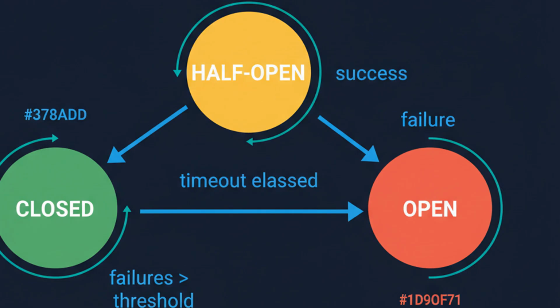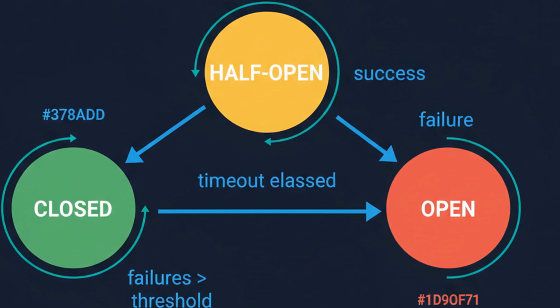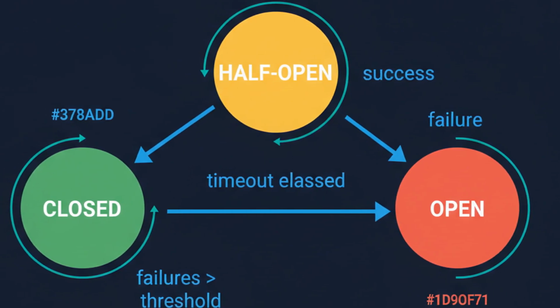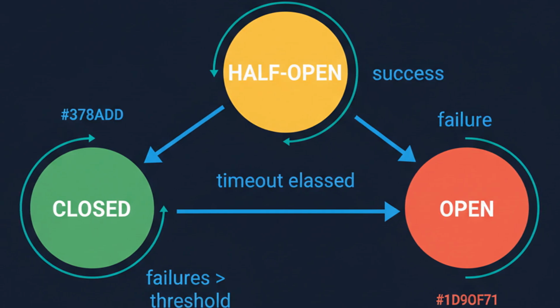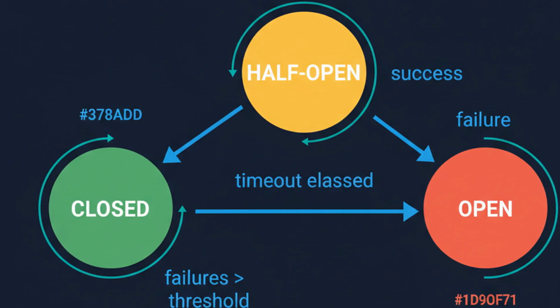Retries are great, but what happens when the API is completely down? You do not want to keep hammering a dead endpoint. Enter the circuit breaker, borrowed from electrical engineering. When failures exceed a threshold, the circuit opens and immediately rejects requests without even trying. After a cooldown period, it lets one request through to test if the service recovered.